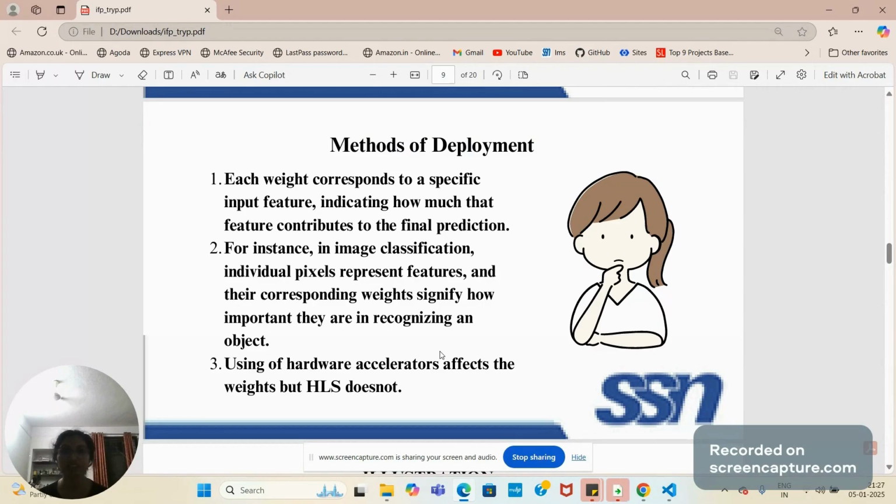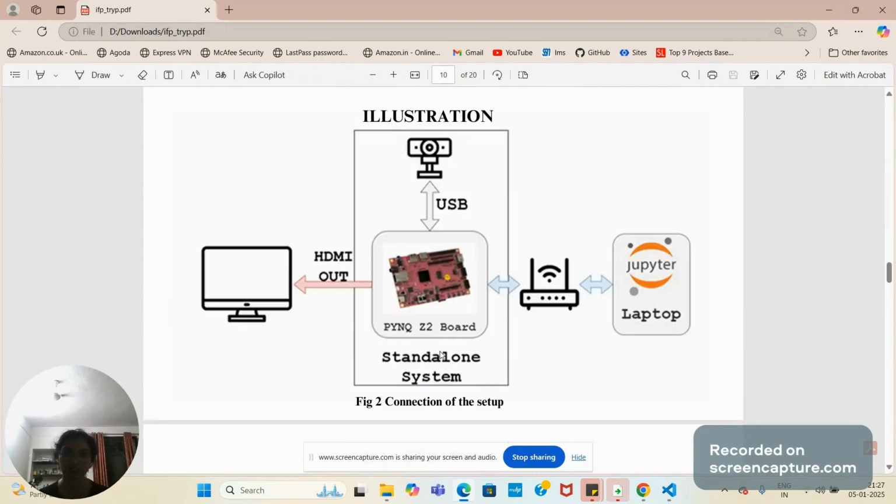Using hardware accelerators affects the weights, but when we are using HLS it does not affect the weights. So the accuracy remains intact when we are using HLS. And also, when we are using HLS, it can be deployed in other FPGA boards as well, but that is not the case when we are using the Tensil.ai hardware accelerator.